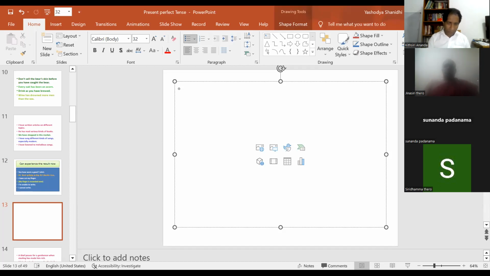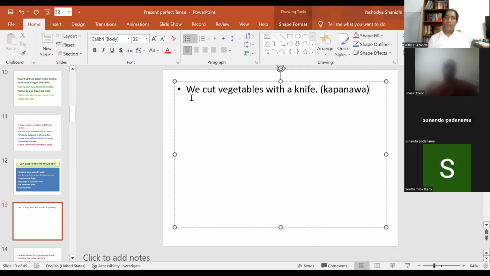I'll show you a few examples. Cut has two different meanings. We cut vegetables with a knife. Right? Here you get the meaning of cutting something in the single form. We cut vegetables with a knife.